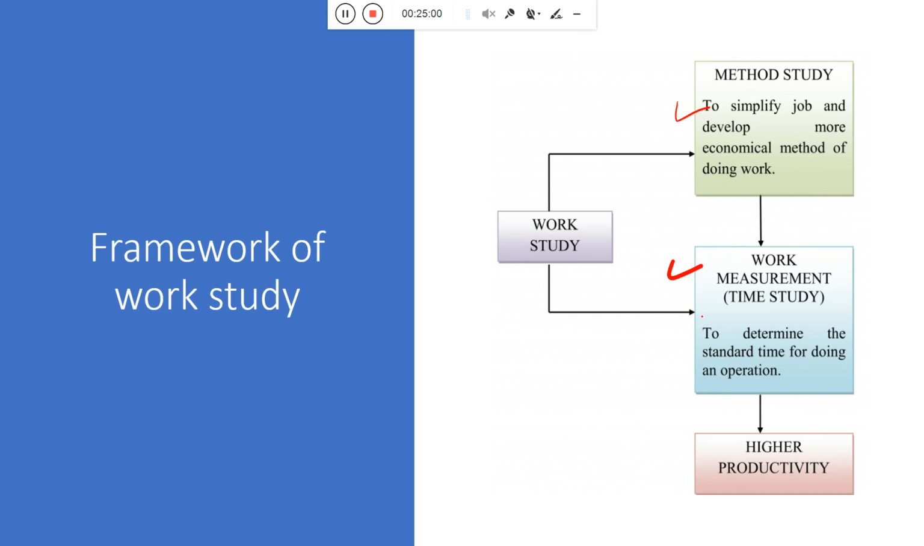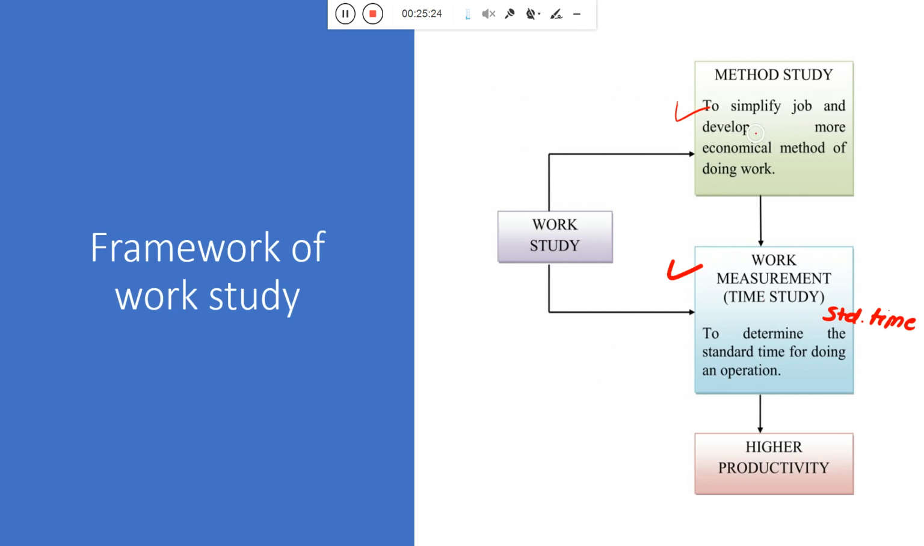What is the time needed? There you need to set the standard time. The standard time calculation is nothing but the time study. You will calculate the standard time for each operation. It will be helpful when you do any planning. It is very useful, the entire planning is on the basis of this standard time.